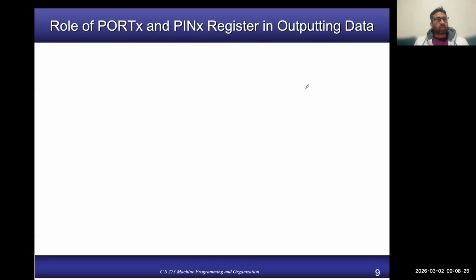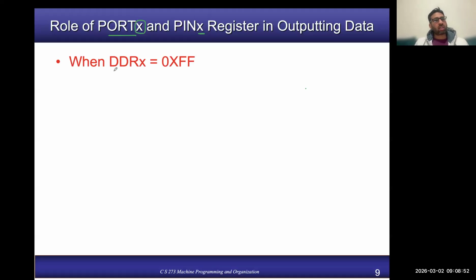Okay, so we talked about what is the job of the data direction register, or DDR. Now we are going to talk about what is the job of the port register, and here X stands for A, B, C, or D, and in the context of ATmega328P it can be B, C, or D, right? And similarly PINX, here X stands for B, C, or D. So now we are going to look at what is the job of these registers.